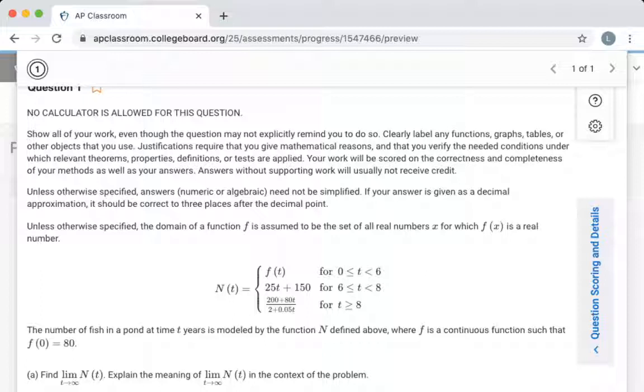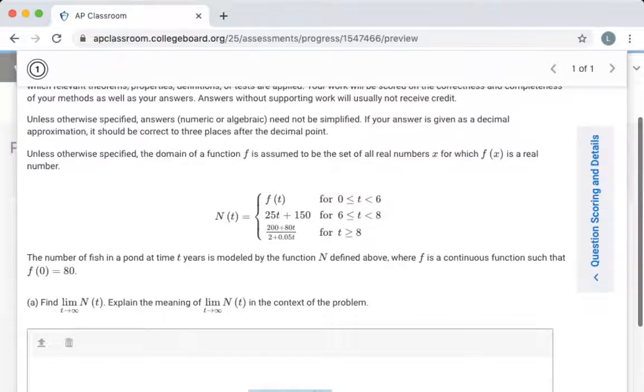We do know f is a continuous function such that f of 0 is equal to 80. Okay, so we know f of 0 equals 80. That could be useful. We'll see. Part A says find the limit as t approaches infinity of N of t. Explain the meaning of that limit in the context of the problem. So this is kind of like 2 questions in one. Let's just first start with this.